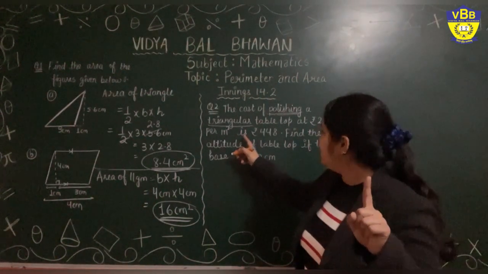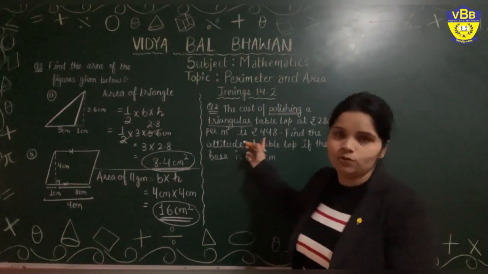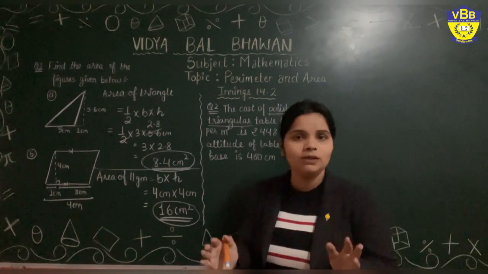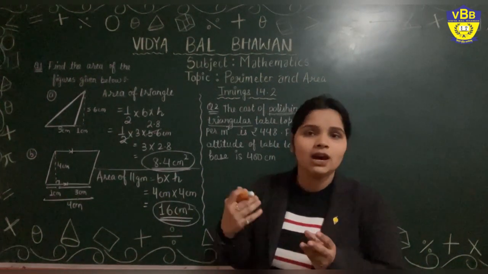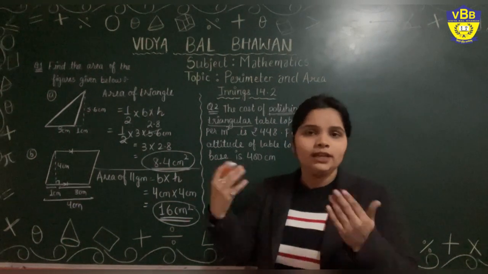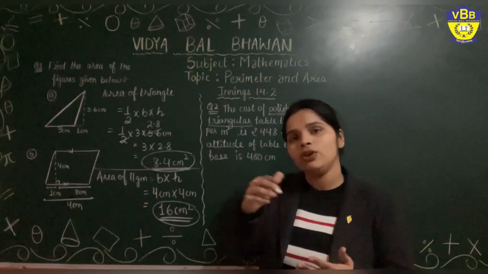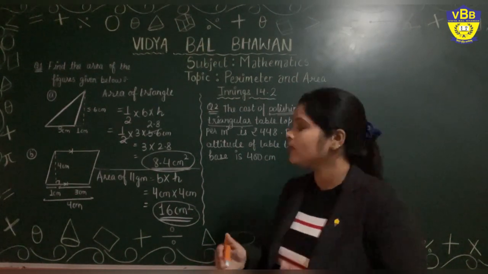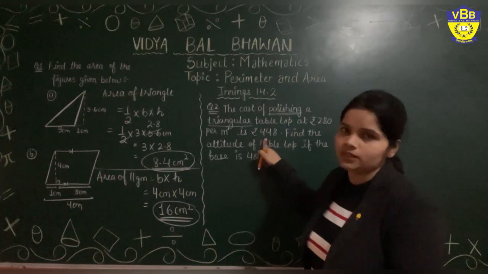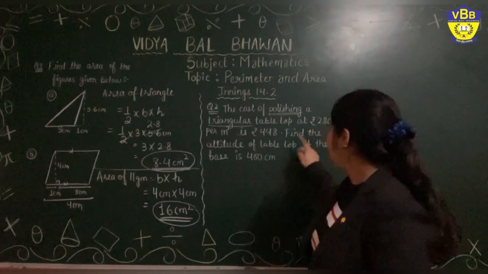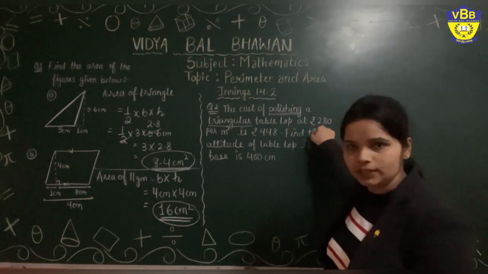Okay, in total you are paying 448 rupees. Suppose you have a triangular table, and when you went outside to ask the rate, they told you it will cost 448 rupees to polish the whole triangular tabletop. That means you need to pay a total of 448 rupees, and the cost of polishing 1 meter square is only 280 rupees.